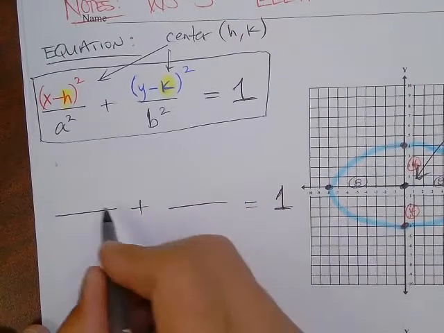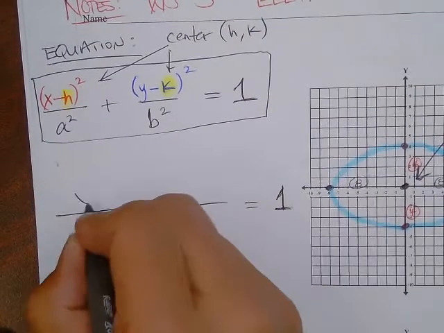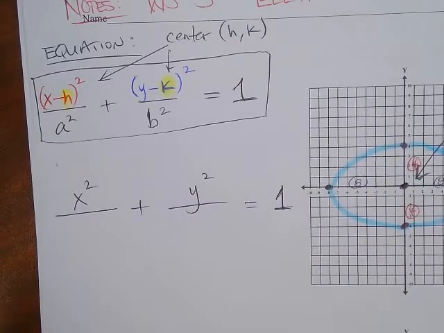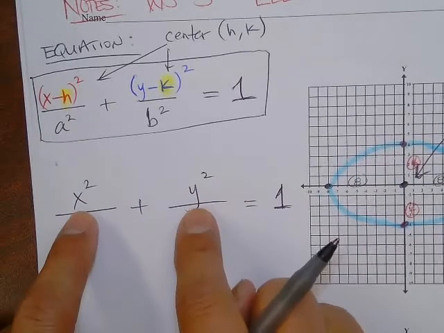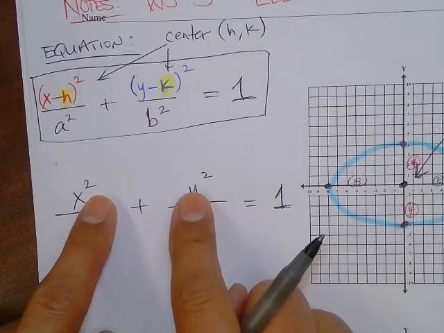Let's write this first of all. Something squared plus something squared equals 1. But since the center is 0, 0, there's no numbers, right? There's no displacement. It's at the origin. You just have to put x squared plus y squared up here. Yeah?